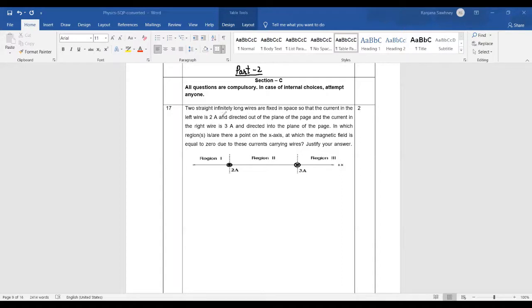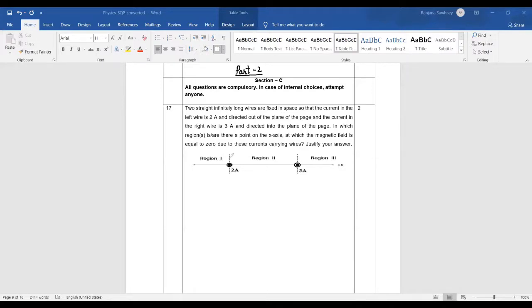Question number 17: two straight infinitely long current carrying wires are fixed in space. The current through the left wire is 2 ampere directed out of the plane of the page, and in the right wire it is 3 ampere directed into the plane of the page. In which regions on the x-axis can the magnetic field be equal to 0 due to these two current carrying wires?